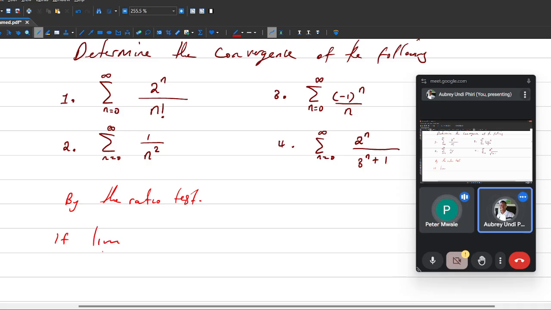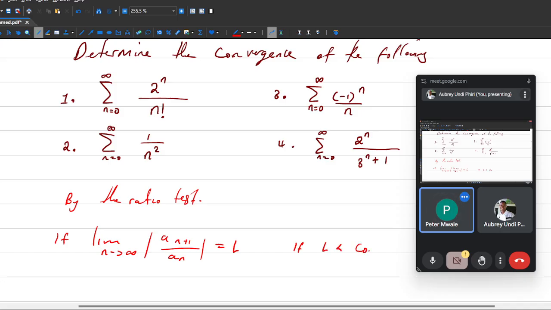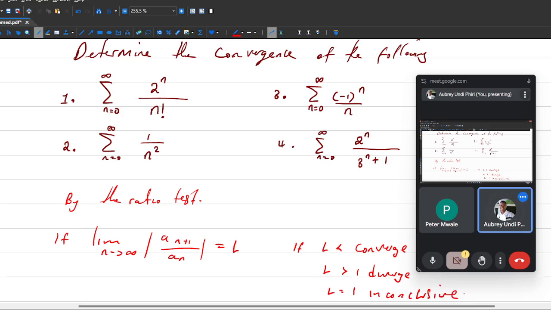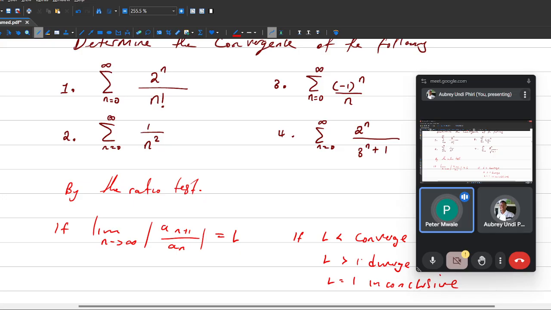If you take the limit of the absolute value of a(n+1) over a(n), if the limit is less than one, it will converge. If it's greater than one or infinity, it will diverge. And if it is one, it will be inconclusive. So you state that so that we know what you're doing.